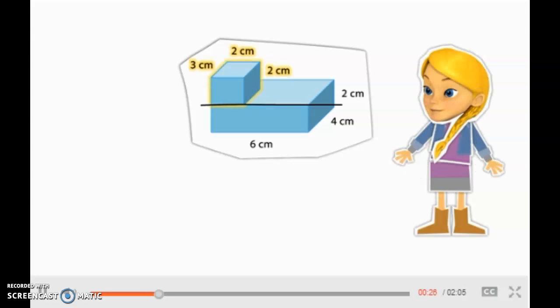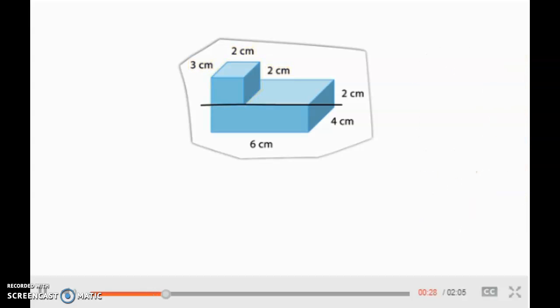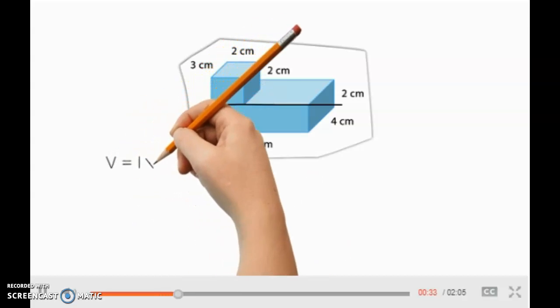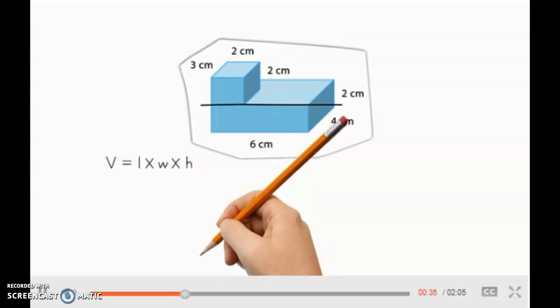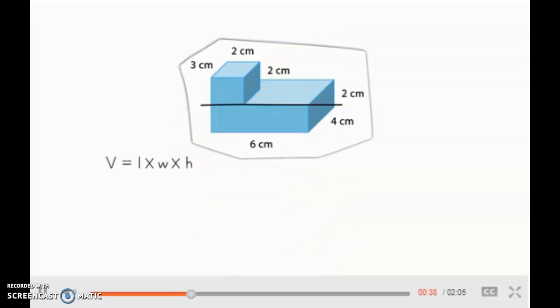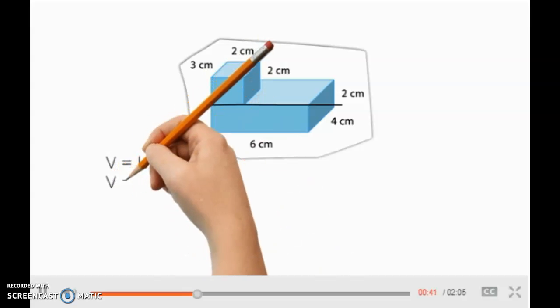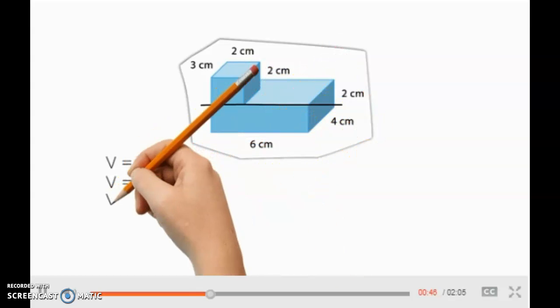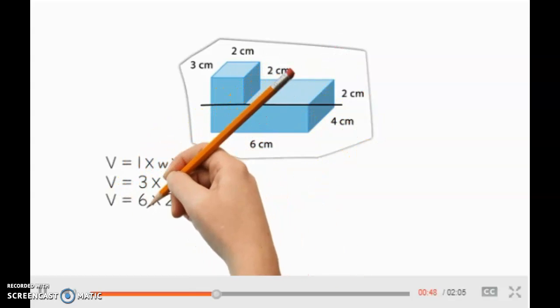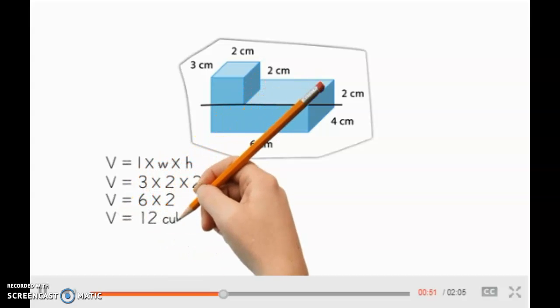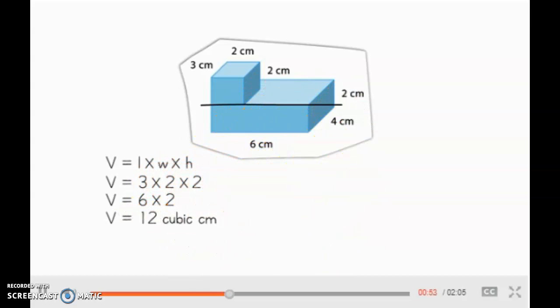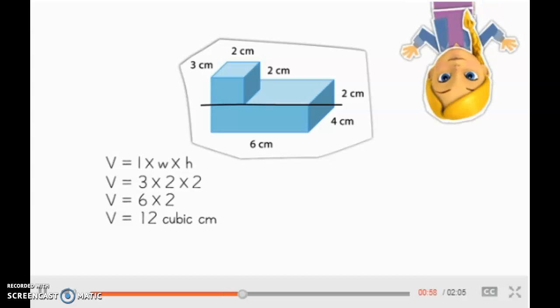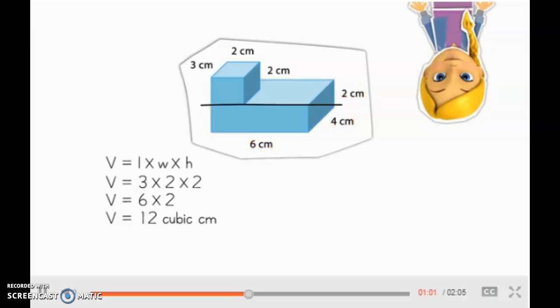Okay, this is the top prism after we separated it. Remember, the formula for volume of a figure is volume equals length times width times height. So after we place the values into the formula, we get V equals 3 times 2 times 2. 3 times 2 is 6, and 6 times 2 is 12. So the volume of the top prism is 12 cubic centimeters. V equals 12.